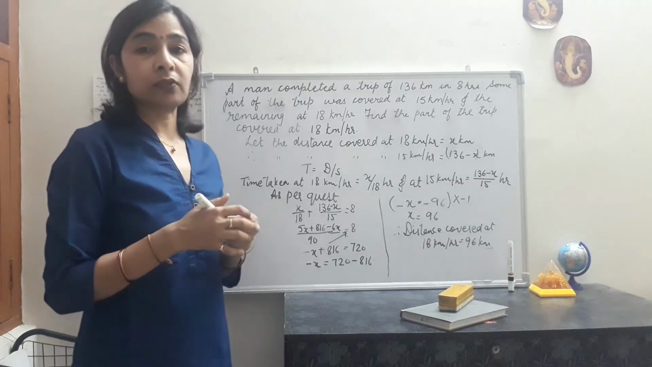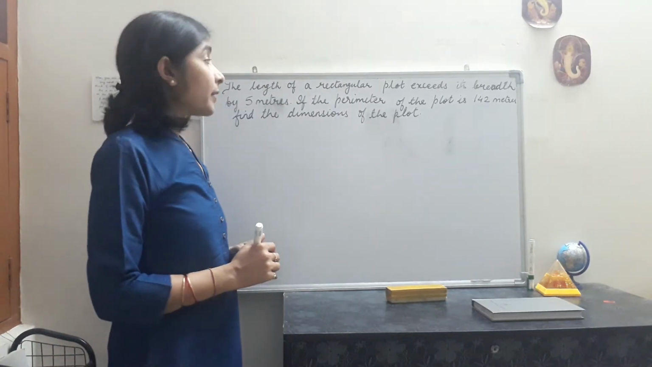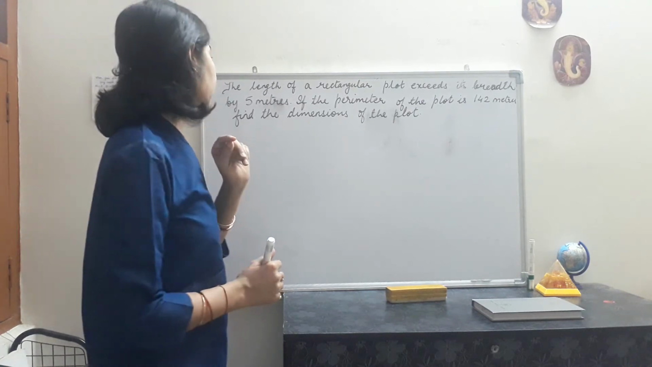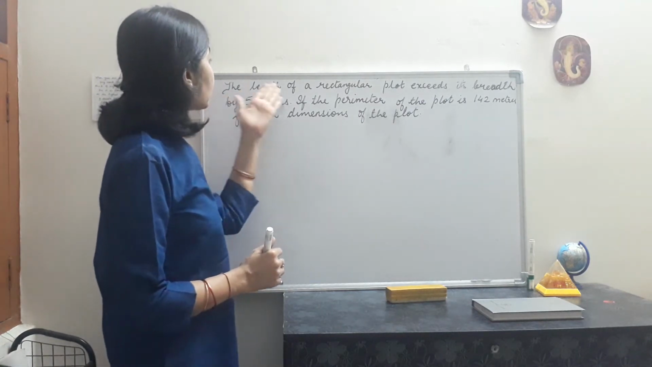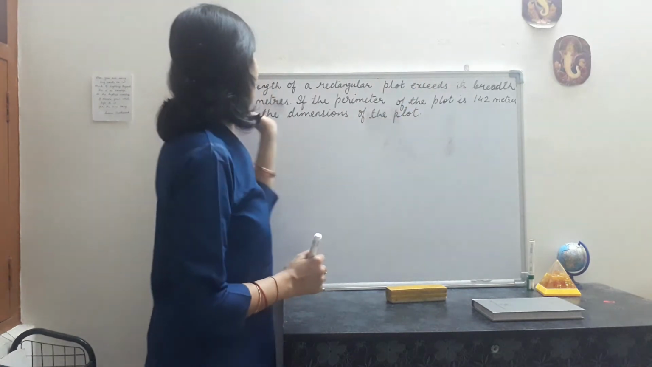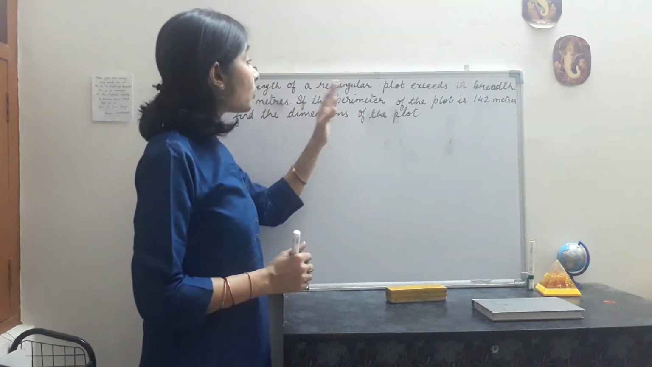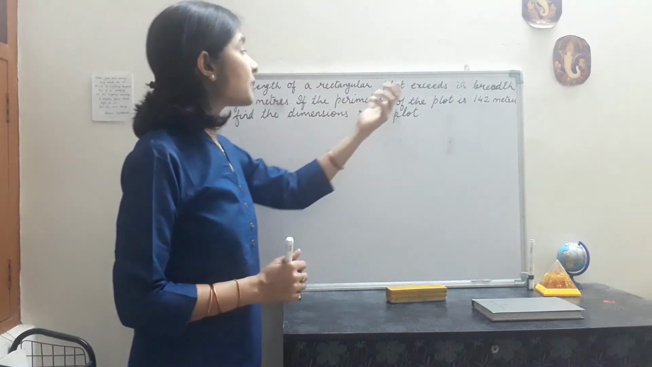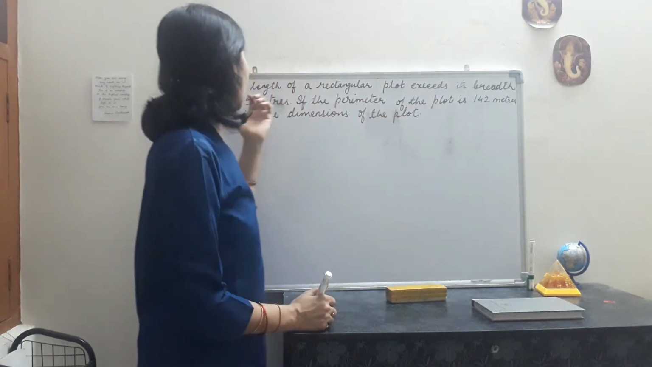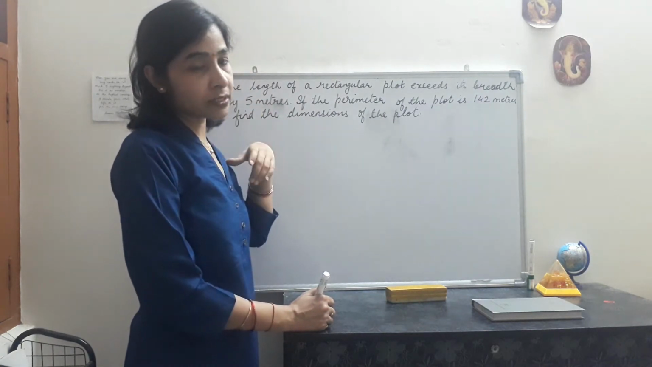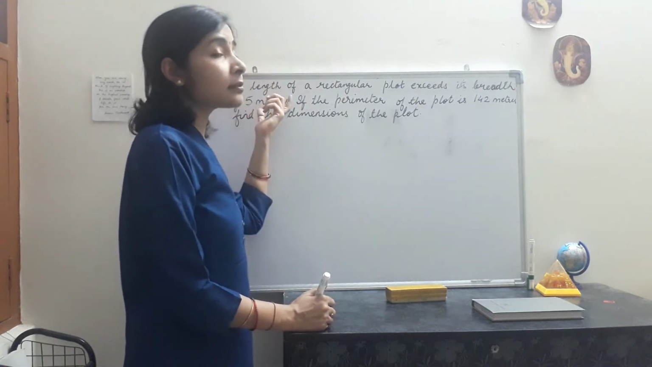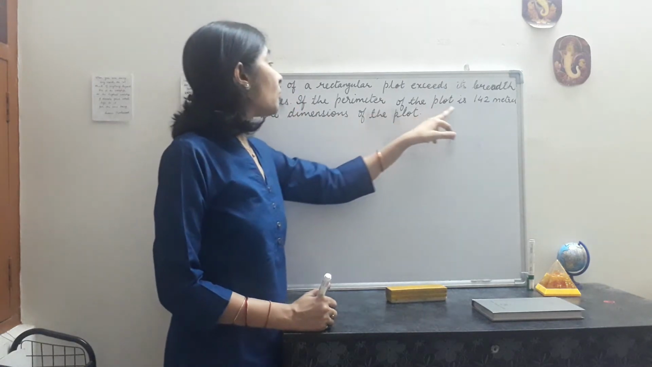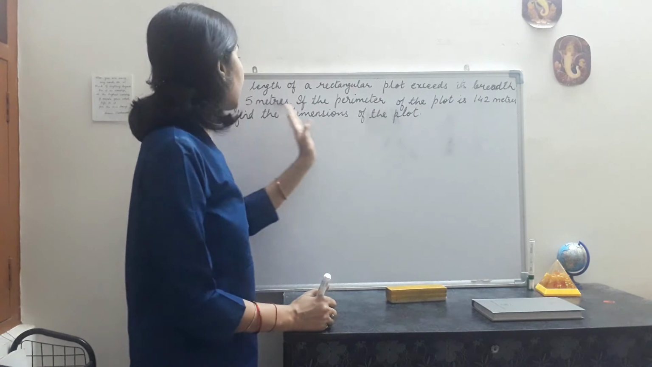Okay, is that clear? Now let's see the next question. Now this is related to the dimensions of a rectangle. The length of a rectangular plot exceeds its breadth by 5 meters. Now the hint is given to us. If we take the breadth as x, then the length will be x plus 5. Now if we take length as x, then breadth will be x minus 5. If the perimeter of the plot is 142 meters, find the dimensions of the plot.